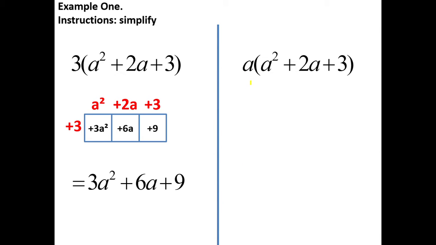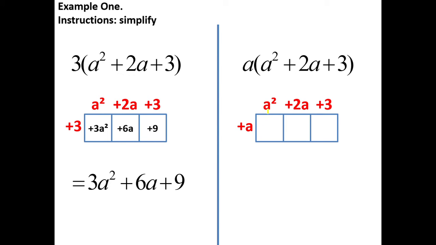Same thing over again. We're going to distribute. So we need a distribution box. We need 3 boxes because there's 3 things inside the parentheses. So the A goes out front. This A out front of the parentheses goes out in front of the box. And on top of each box, these 3 things from inside the parentheses.